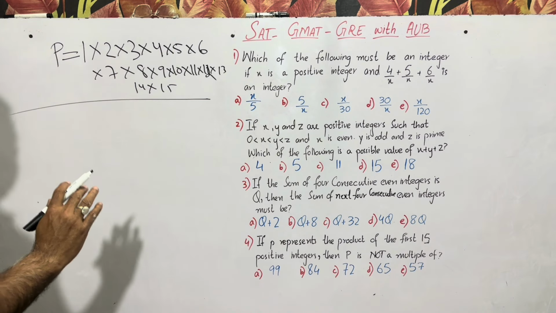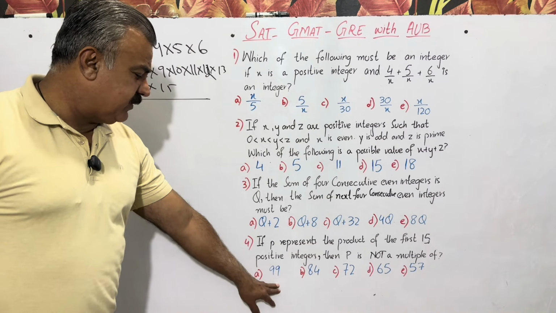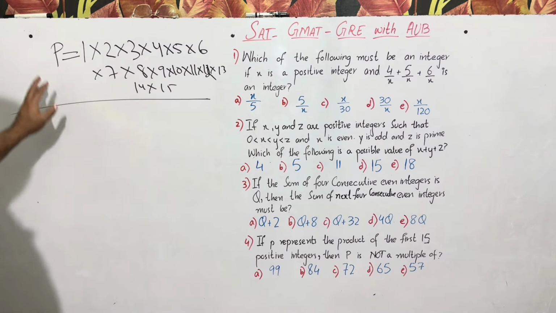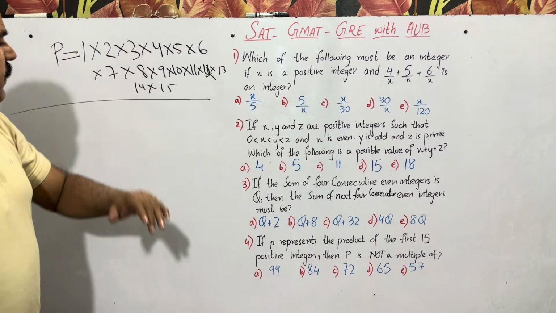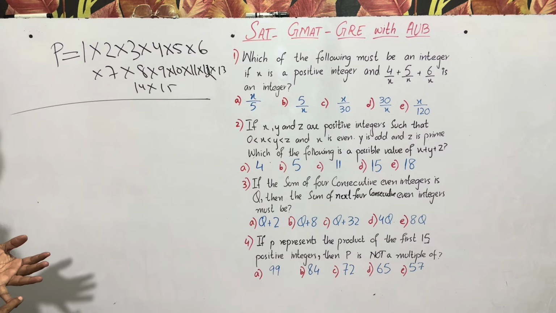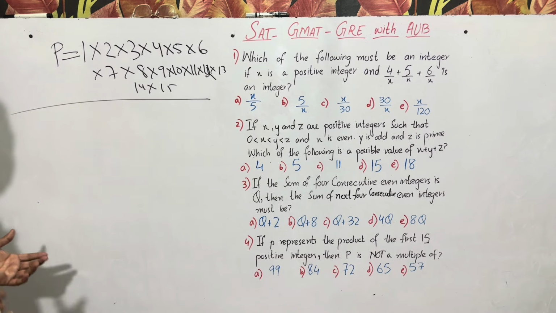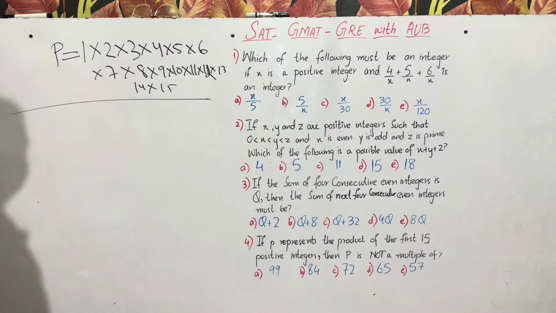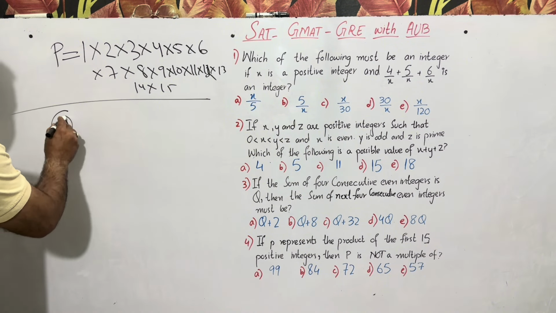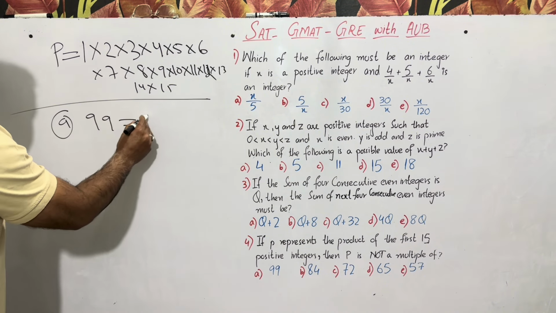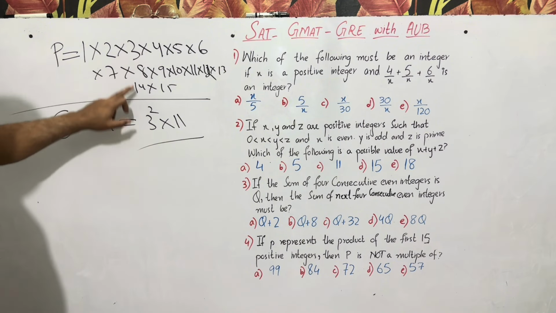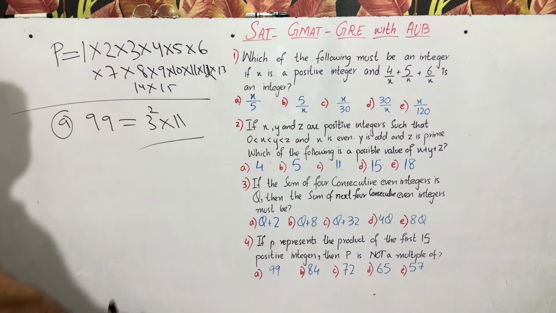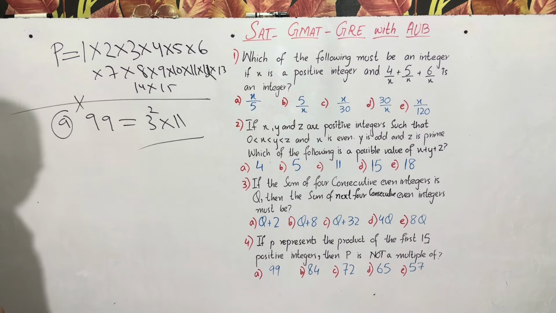We factorize all the options. If their factors are present among 1 to 15, it is not our option. We need to find a factor that is not present. Taking the first option, 99, I can write this as 3 squared into 11. 3 squared, that is 9, as well as 11 are both present. So this is not the case.